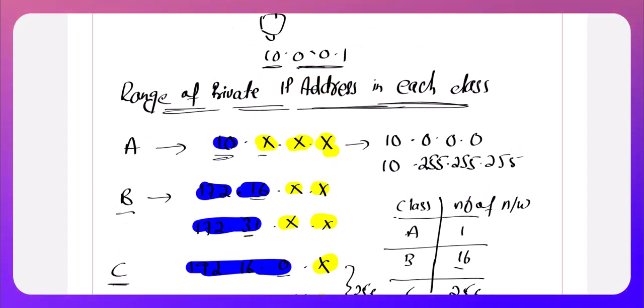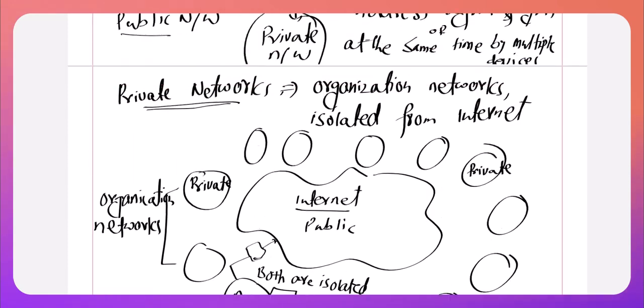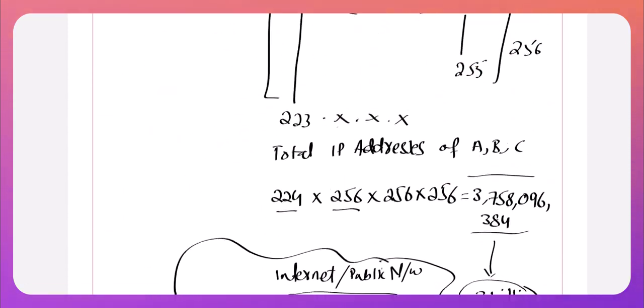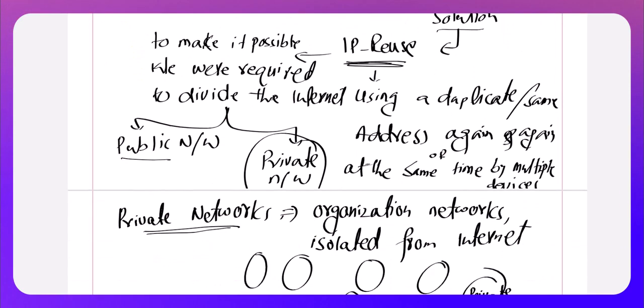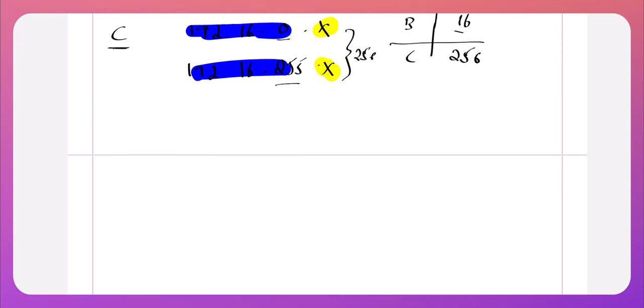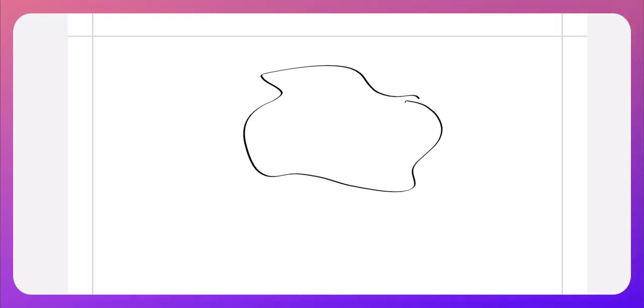Okay, dear students, once again coming back to the public addresses. Remember, public addresses are only routable on the internet, not routable on local networks. It means the internet is available on the public IP addresses. For example, let's suppose this is your computer and you want it to be accessed from here directly.